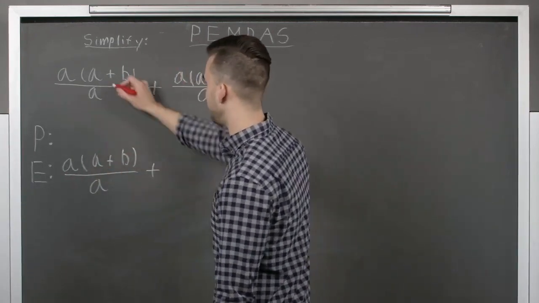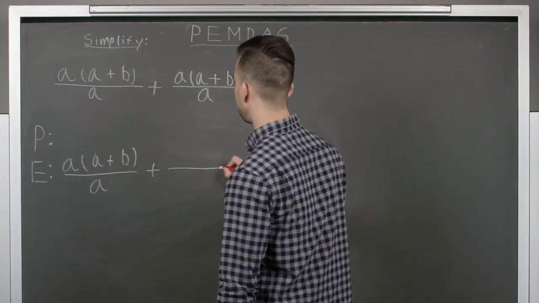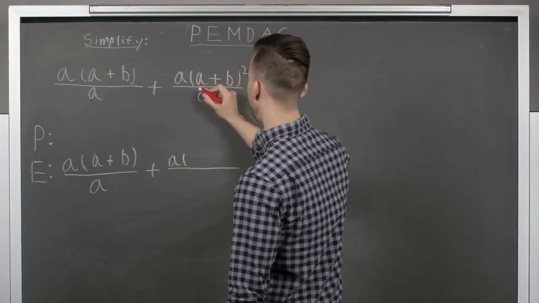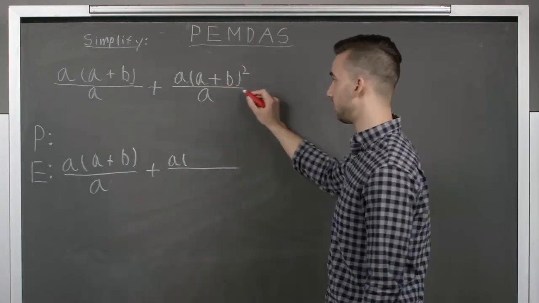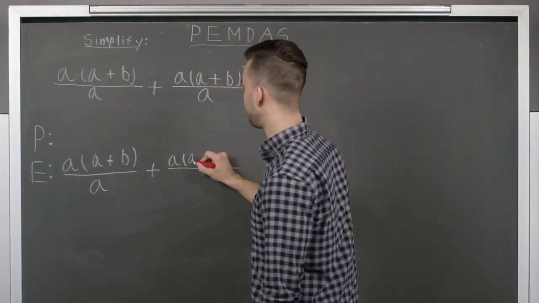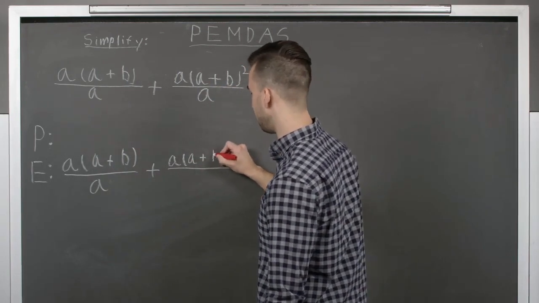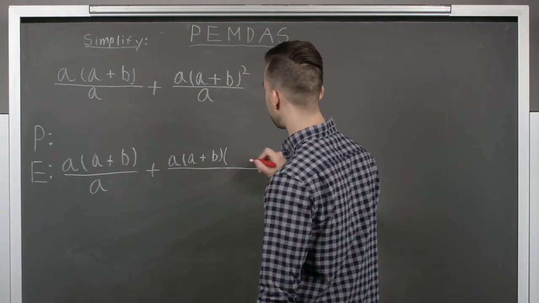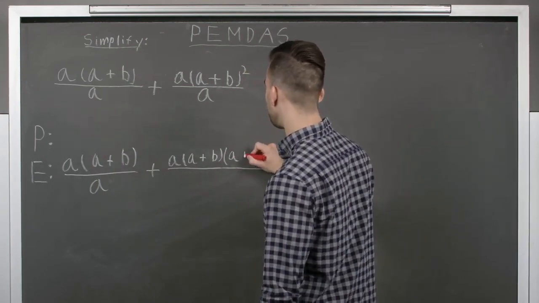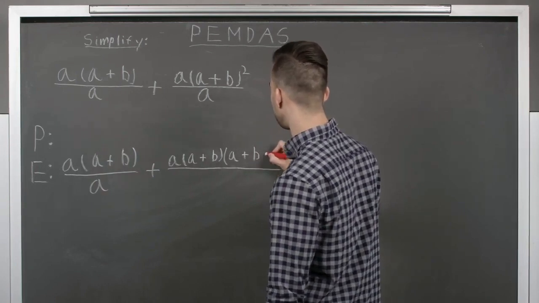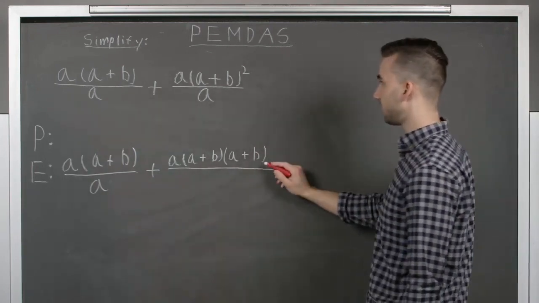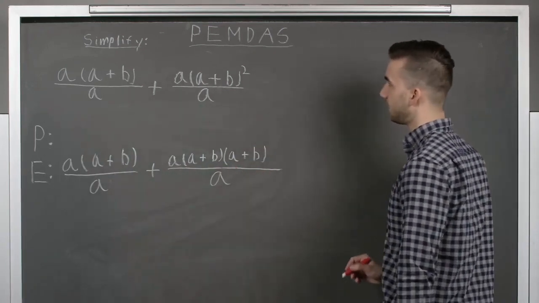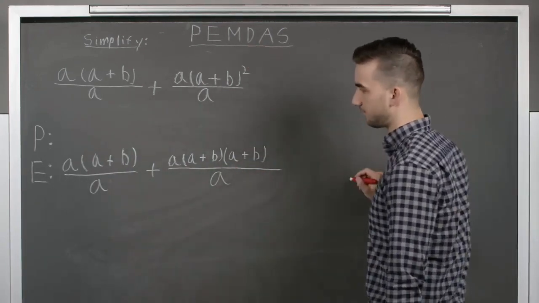Plus, so I just brought that down, plus A times, and we can just write this as a multiplication. Here we go, we did the exponent. So exponent step is done. Now let's move on to the multiplication step.